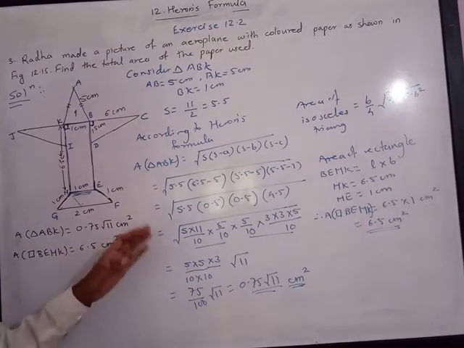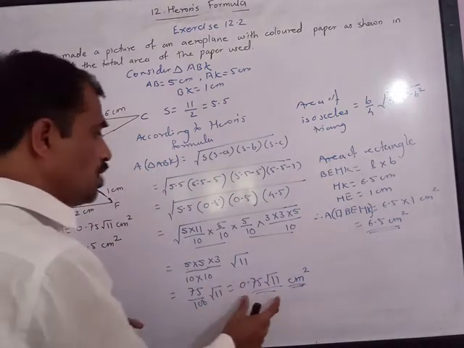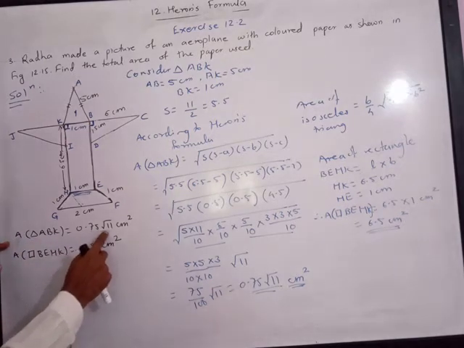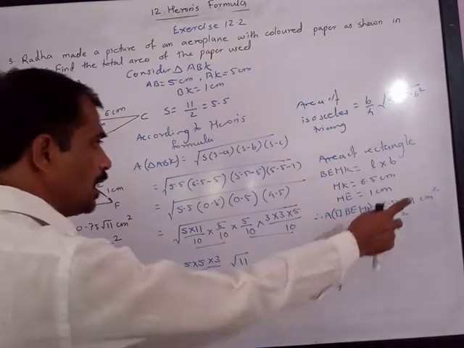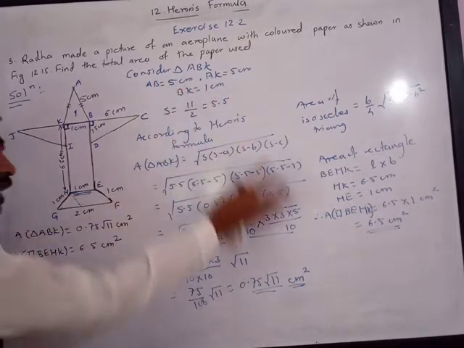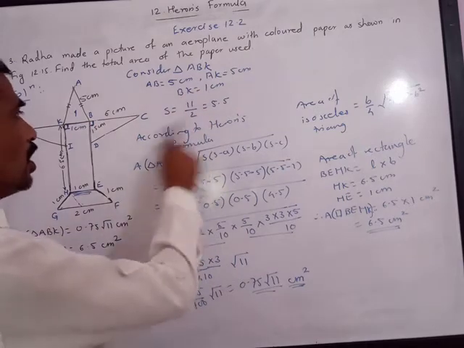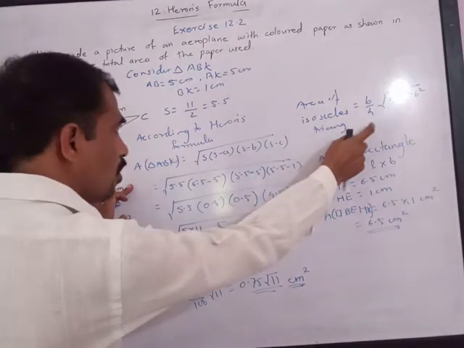Dear students, I will need the space to solve the further problem, so I have written these two values here. Area of triangle ABK is equal to 0.75 root 11 centimeter square, and area of quadrilateral BEHK is equal to 6.5 centimeter square. So I am going to erase this portion and again solve. Here we have solved the area of the isosceles triangle by using Heron's formula. You can solve by using this formula also.